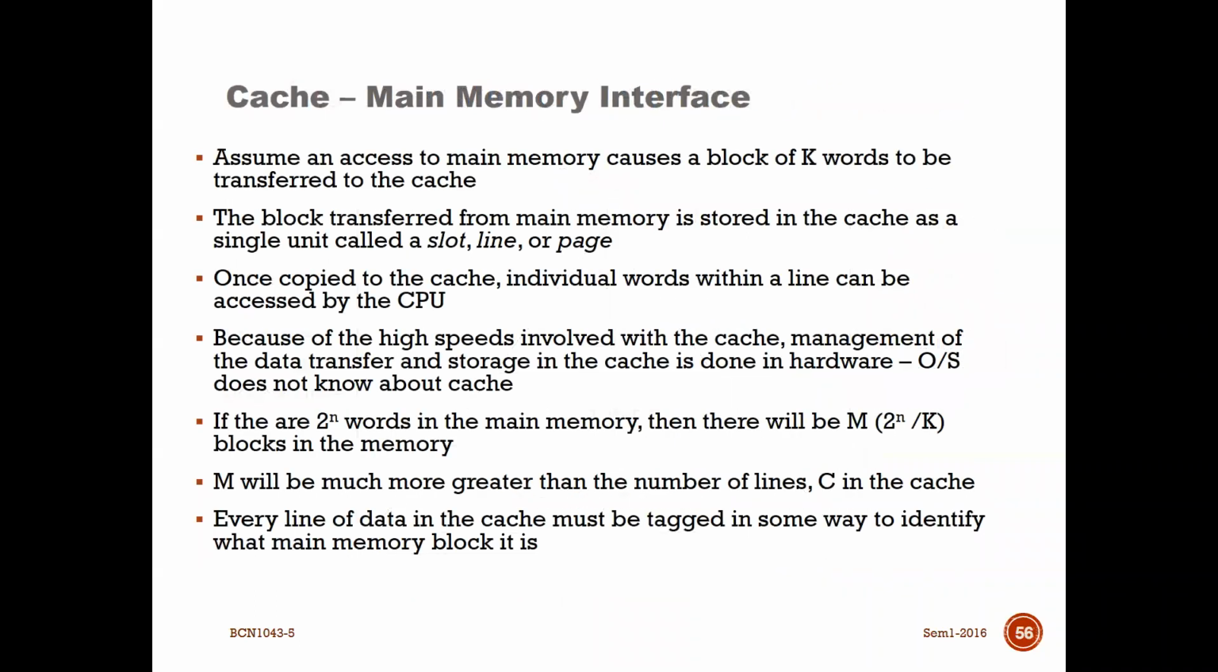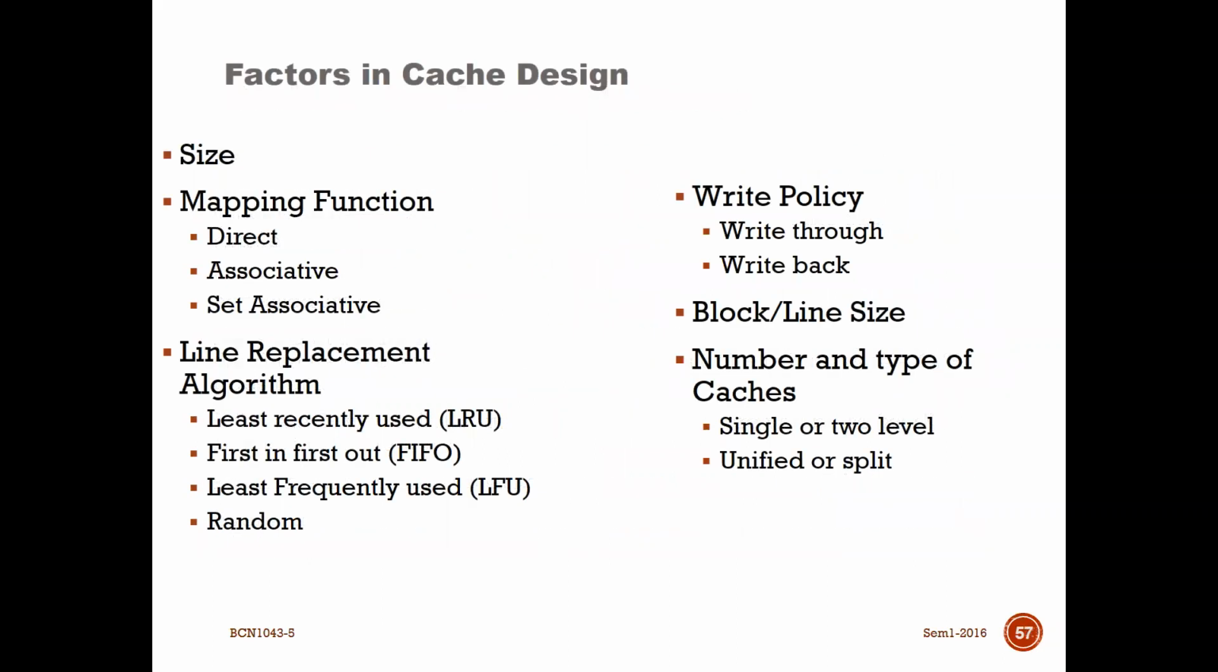Okay. Memory interface. Assume all access to memory causes a block of k words to be transferred. Once copied to cache, individual words within a line can be accessed by the CPU. If there are 2 to the n words in memory, there will be 2 to the n divided by k blocks in memory. Factors in cache design: size, mapping function, line replacement algorithm, write policy, block line size, number and type of caches.